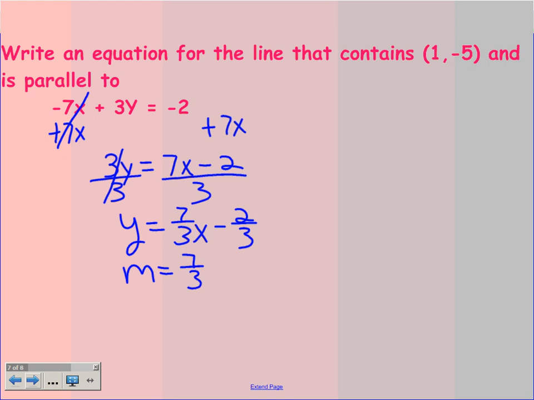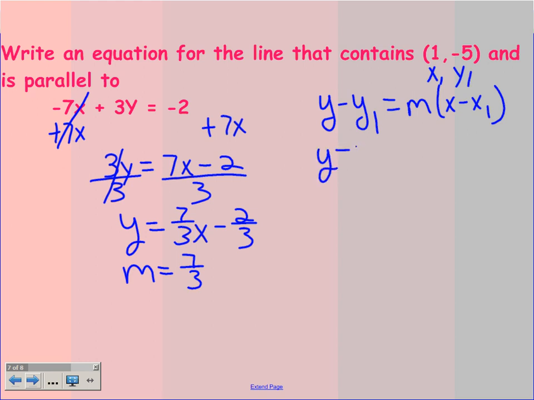Now you can pause the video and use your point slope formula to write an equation in slope intercept form that would be parallel to the original. Once you finish that, then go ahead and start the video back up again. The value of y1 is -5. Our value of m is 7/3. x minus 1. Our value of x1 was 1.